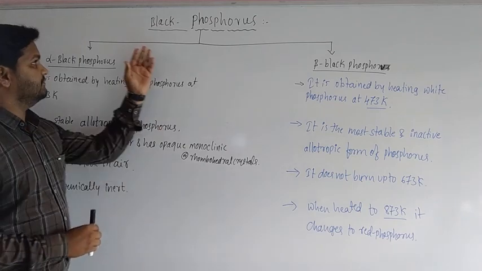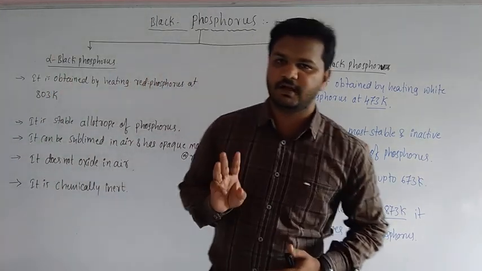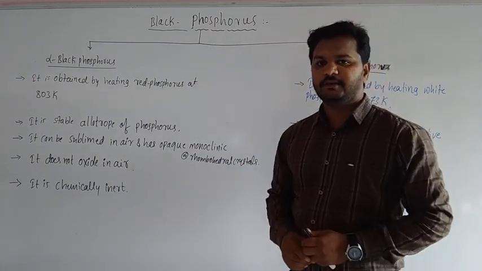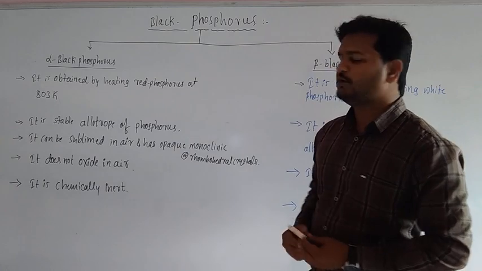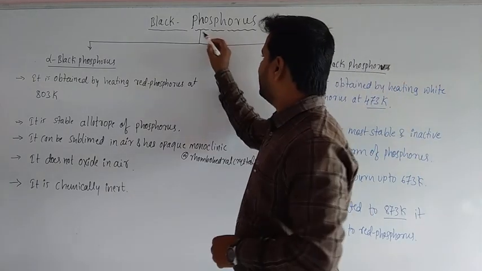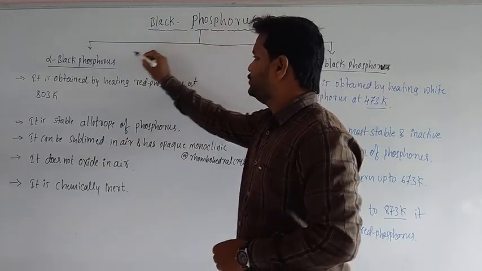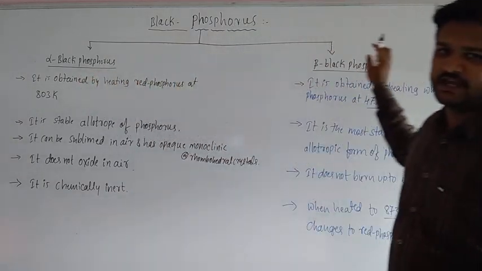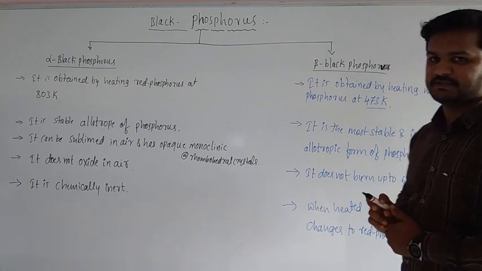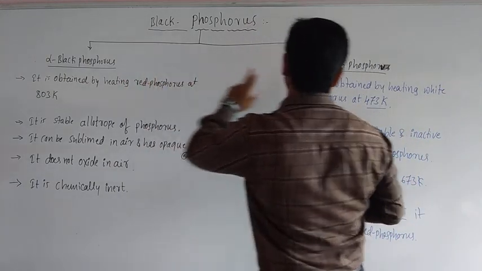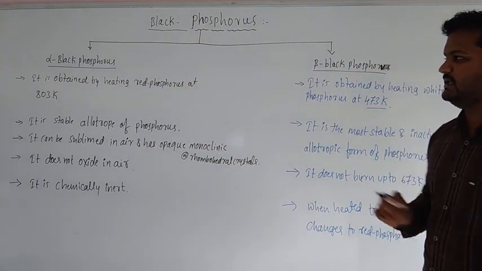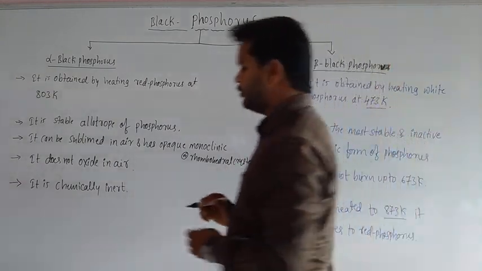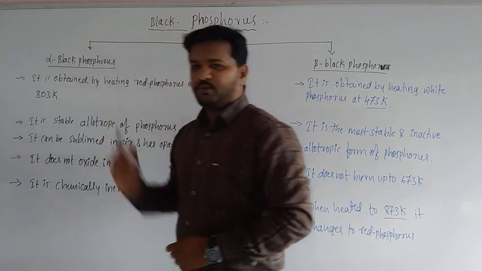Next one, students, black phosphorus, the third allotropic form of phosphorus. Black phosphorus exists in two different allotropic forms: the first one is alpha black phosphorus and the second one is beta black phosphorus. These are two allotropic forms of black phosphorus. In that, first one, alpha black phosphorus.